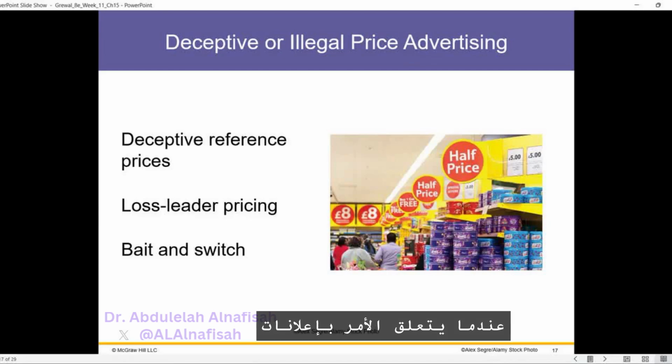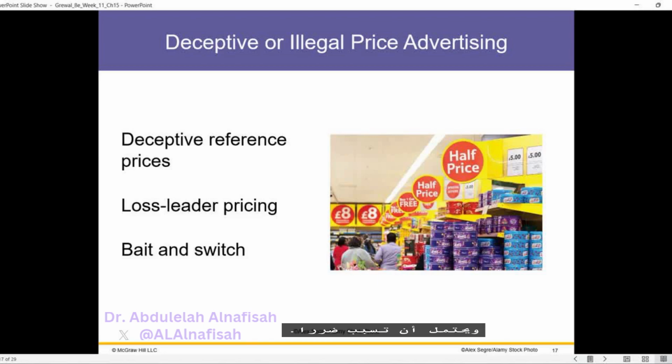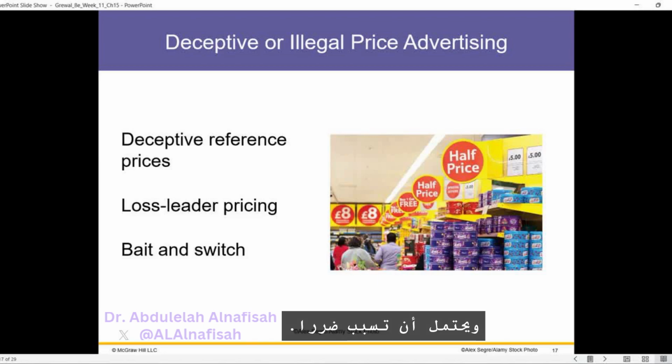When it comes to price advertisements, specific claims need to be accurate and not deceptive. Claiming to have the lowest prices guaranteed is a specific claim that can be considered deceptive if it is not true. This type of claim can mislead consumers and potentially cause harm.